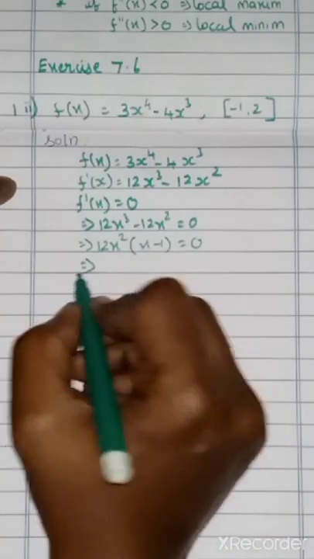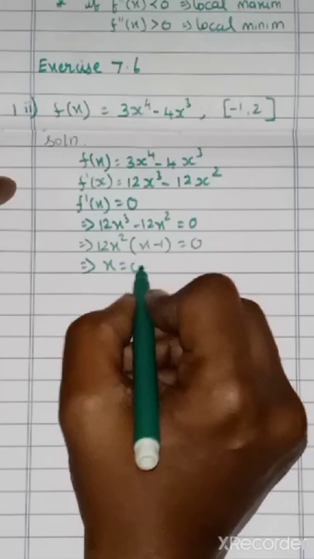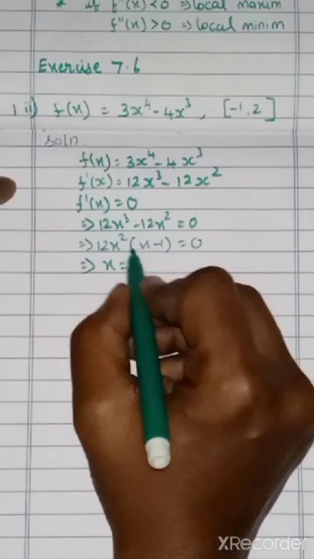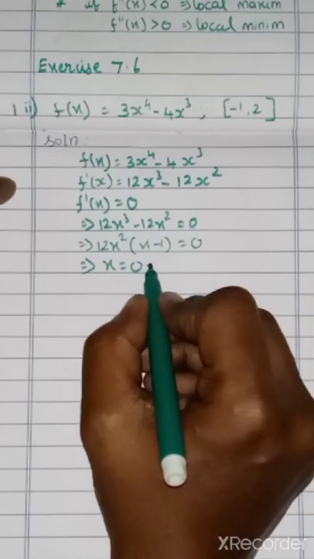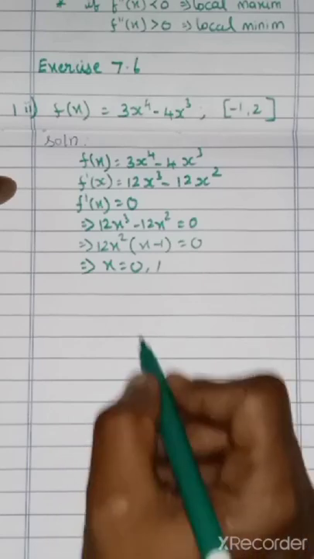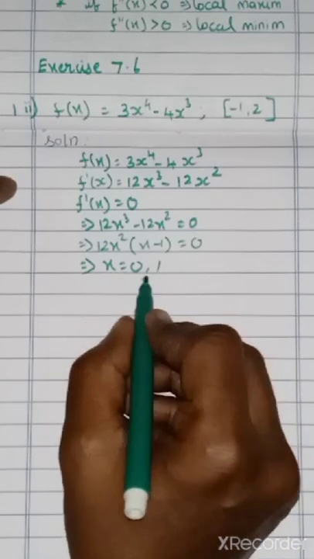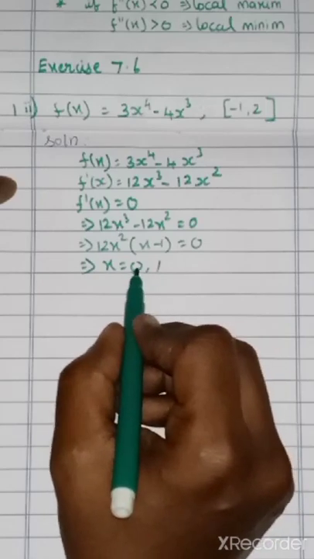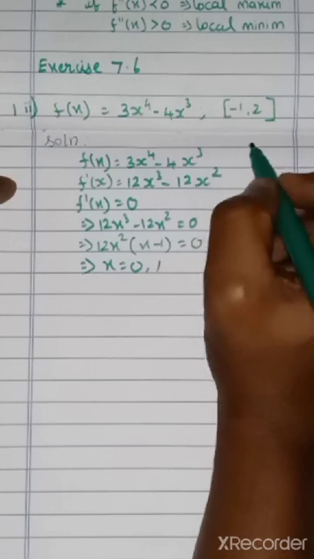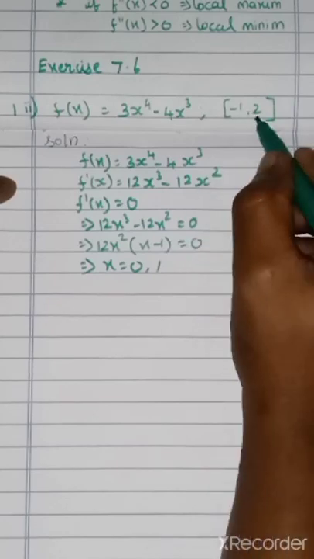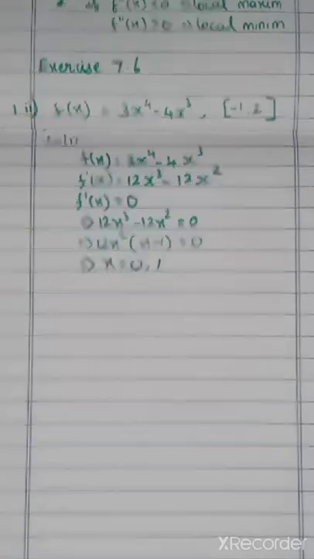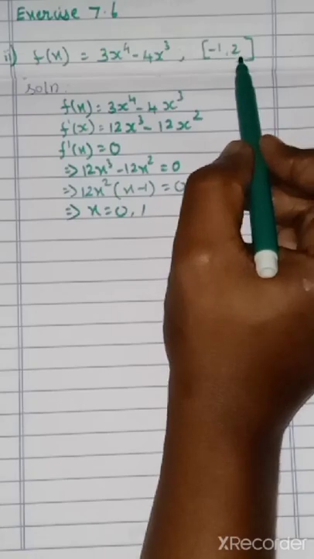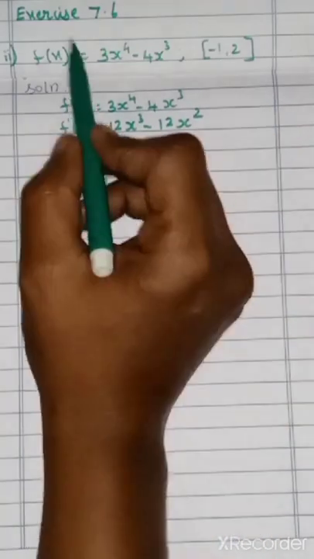From this step, either x equal to 0, taking the term 12x square equal to 0, so x equal to 0. Taking the term x minus 1 equal to 0, that is x equal to 1. So what is your x value? x equal to 0, 1. Correct? Now we have to check whether 0 and 1 are inside the interval. 0 is inside the interval, and 1 is also inside the interval. So now we are going to substitute minus 1, 2, 0, 1 in f of x.